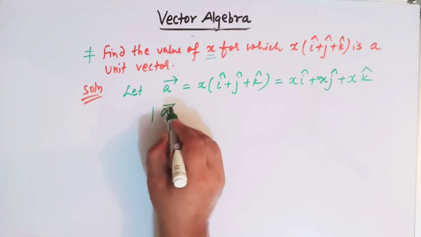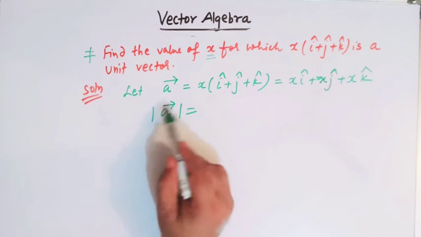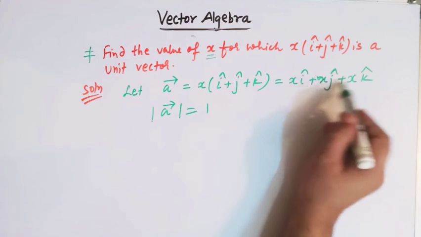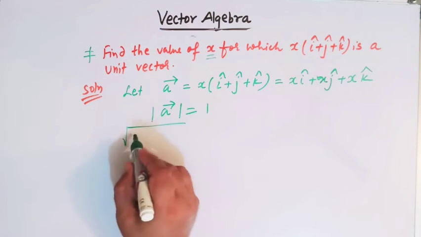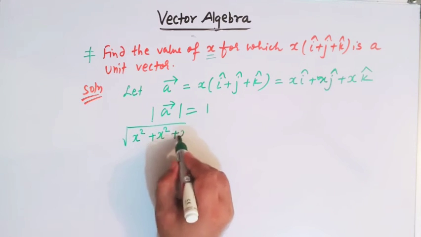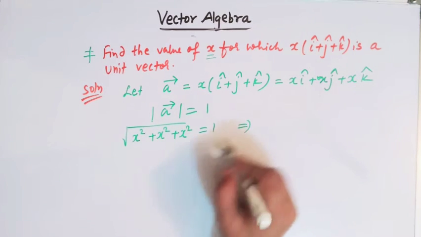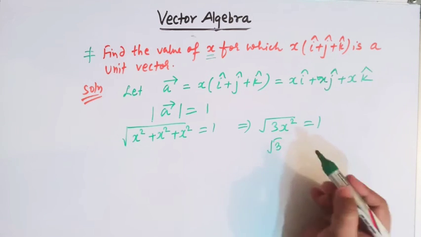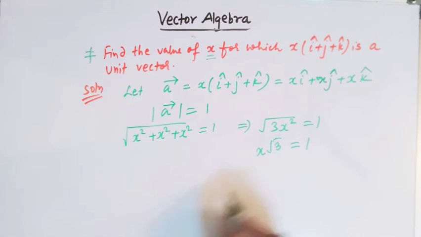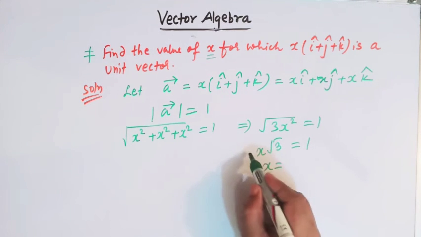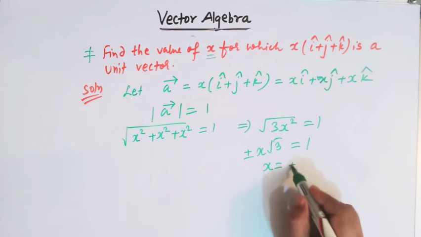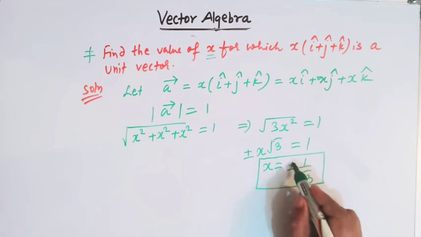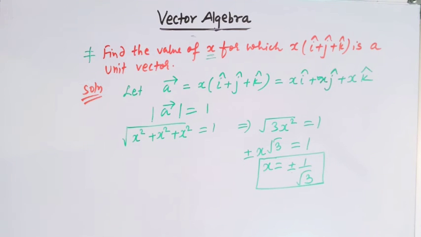So it means the magnitude of vector A should be 1. And what is the magnitude of vector A? Vector A is given by this vector, so we have square root of x square plus x square plus x square is equal to 1, and this can be written as square root of 3x square equal to 1. This can be written as x square root 3 is equal to 1, and x is equal to plus minus 1 over square root of 3, right? So the value of x is plus minus 1 divided by square root of 3.